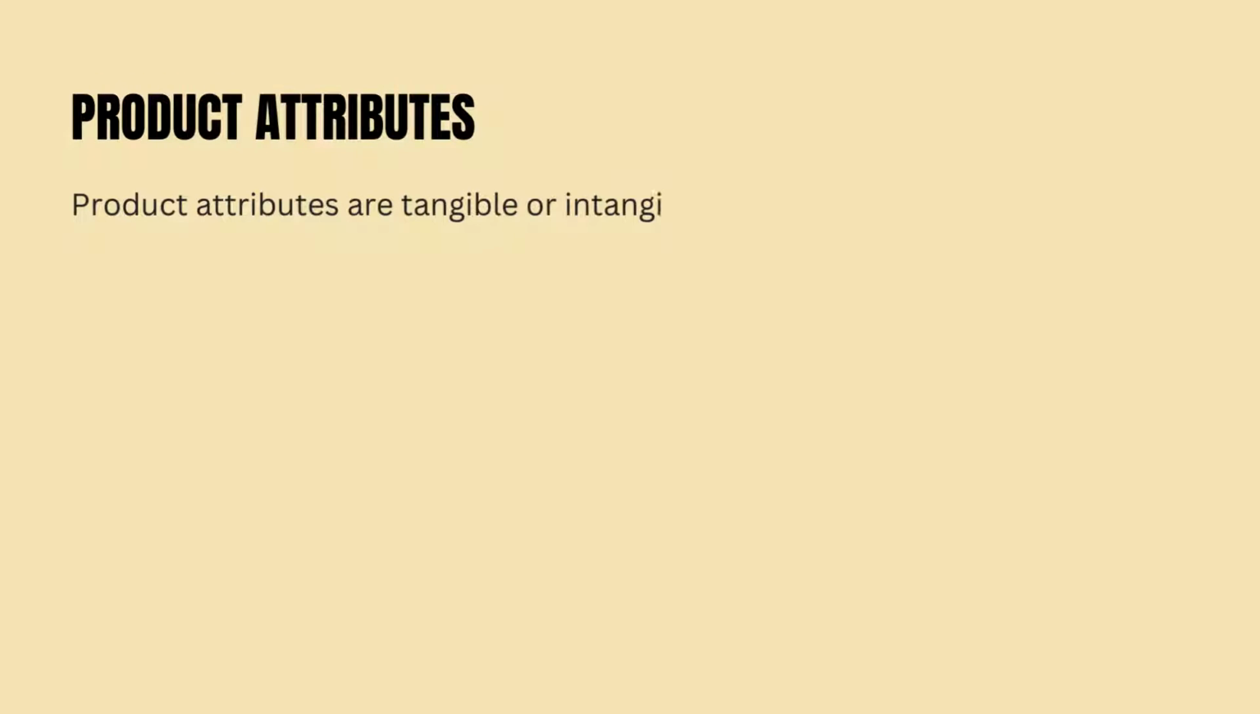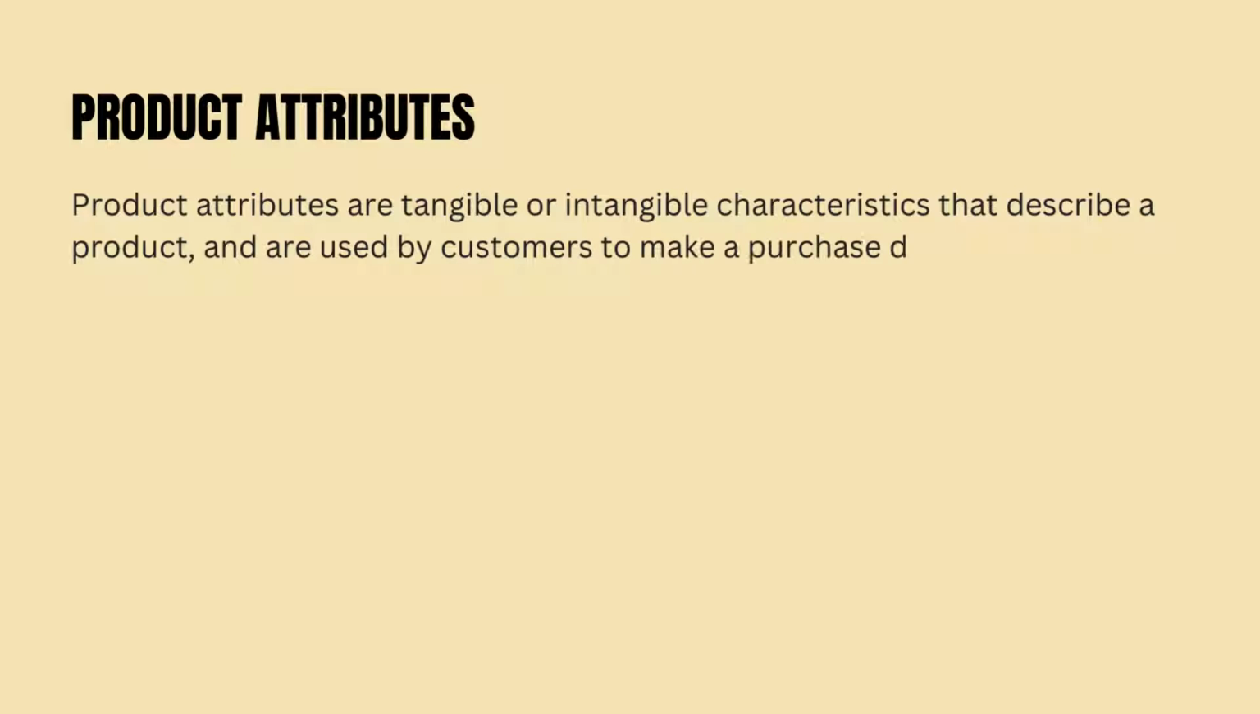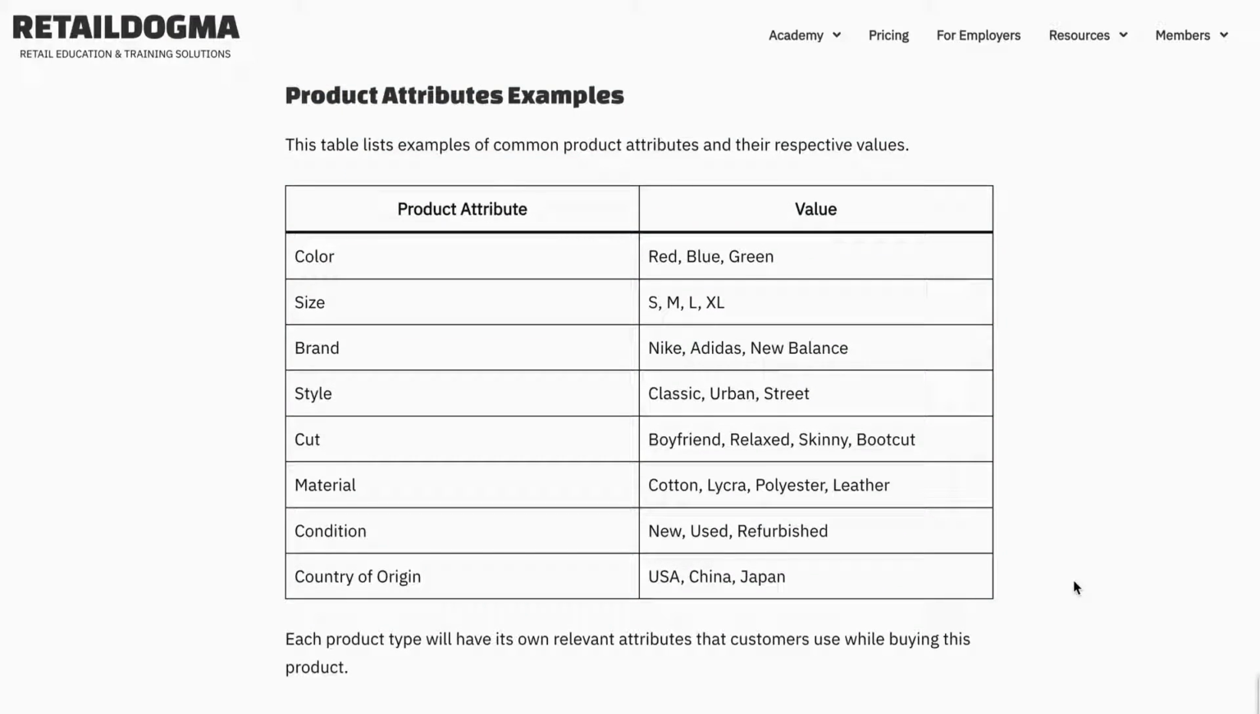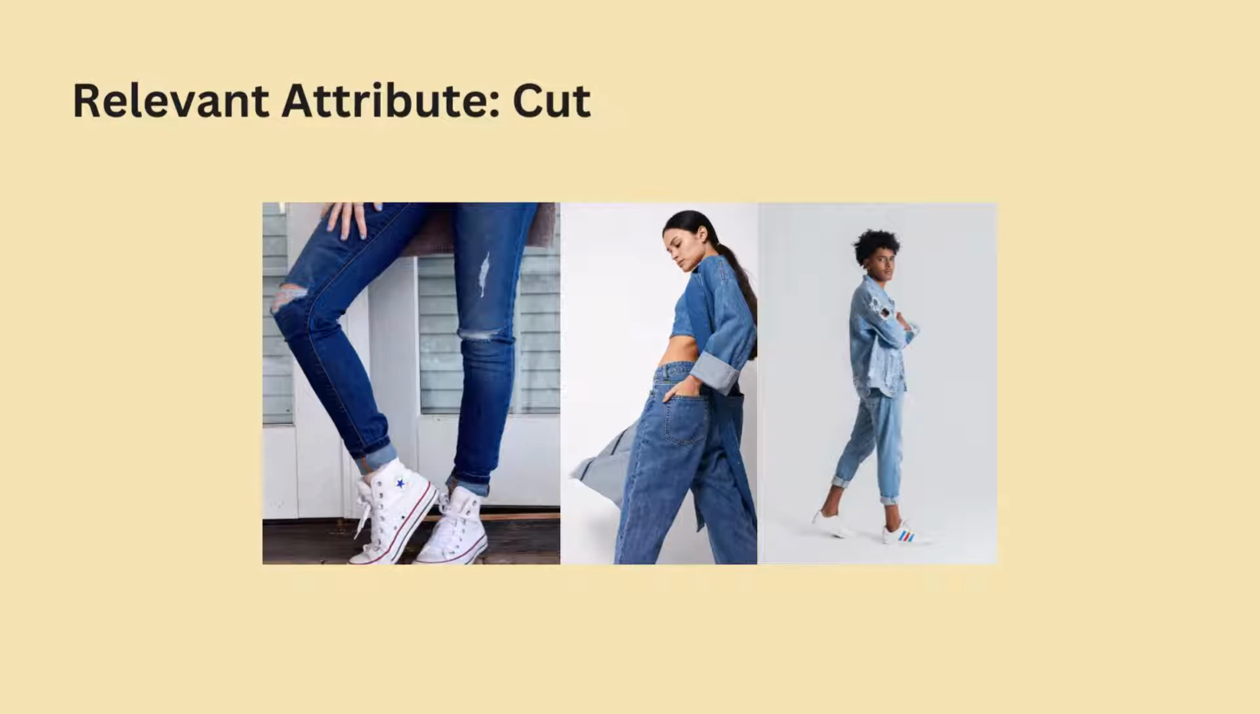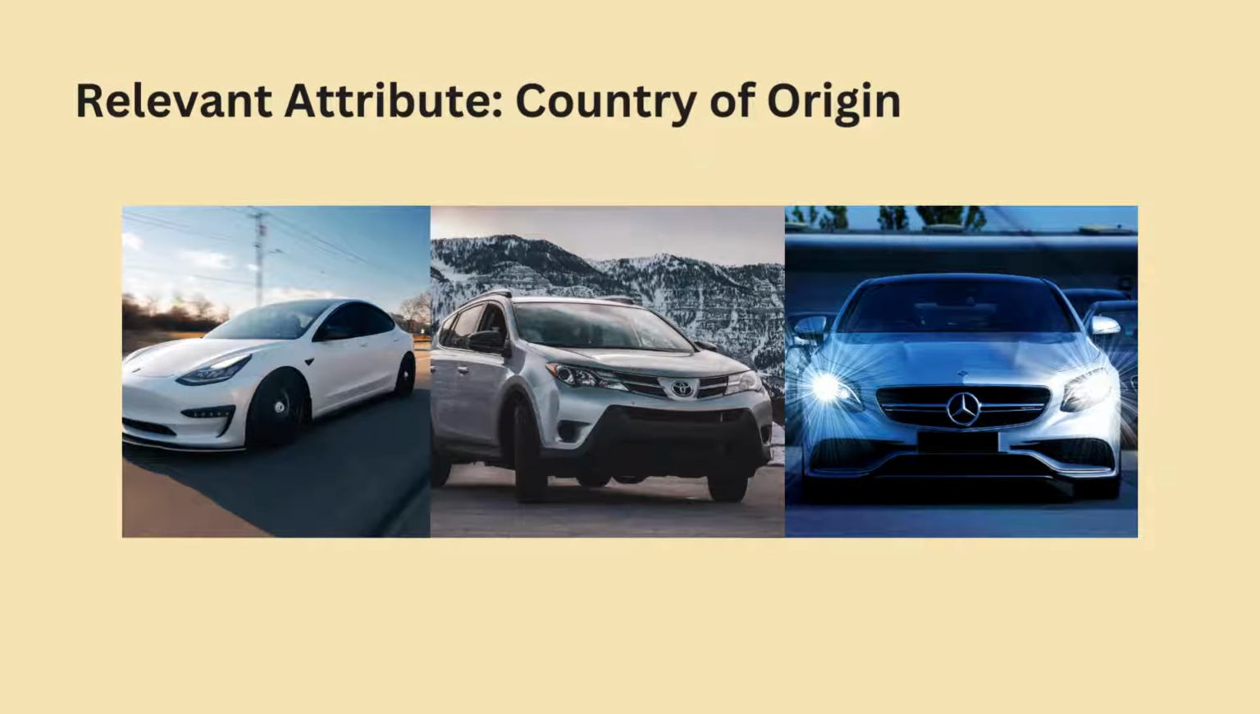Product attributes are tangible or intangible characteristics that describe a product and are used by customers to make a purchase decision. Examples of product attributes include color, size, style, cut, and material. Different products have different attributes that are relevant to them. For example, while buying jeans, customers care about their cut. While buying cars, they care about the attribute country of origin.